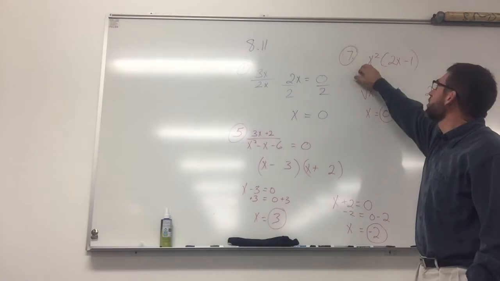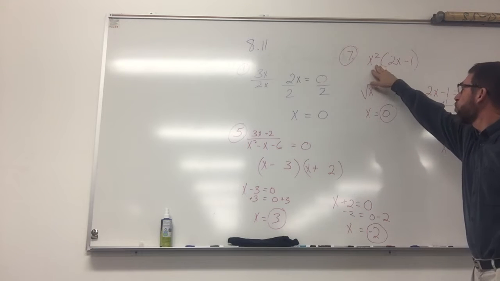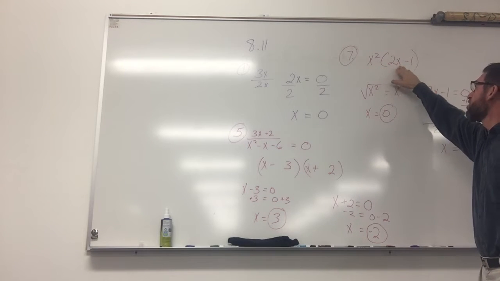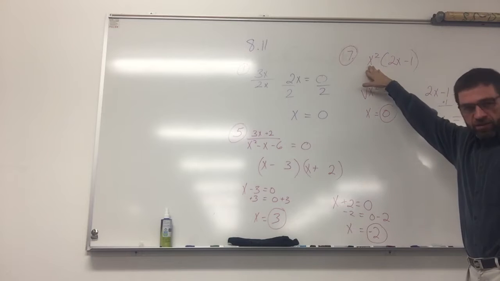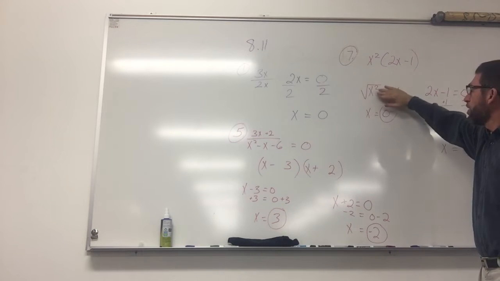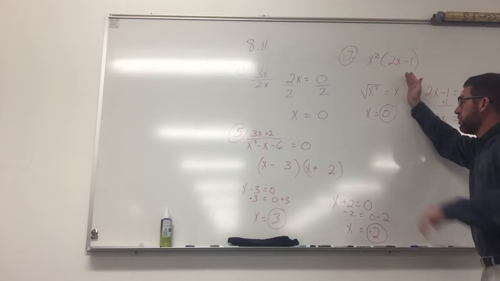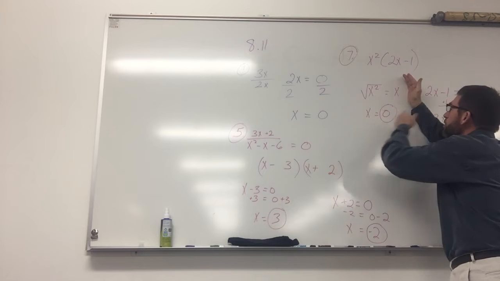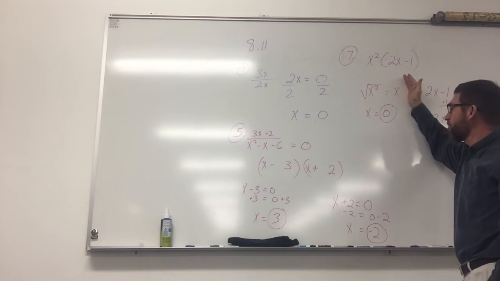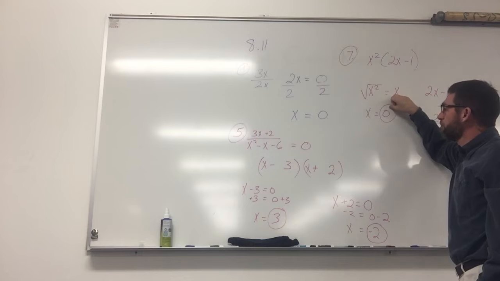I also did 7. It's a little bit different. You have your x squared, and then you have parentheses 2x plus 1. So let's break the x squared down first. And you take the square root, the value of x. So if you look, it wasn't too hard. x equals 0, and that's your answer. So your first one for number 7 is 0.